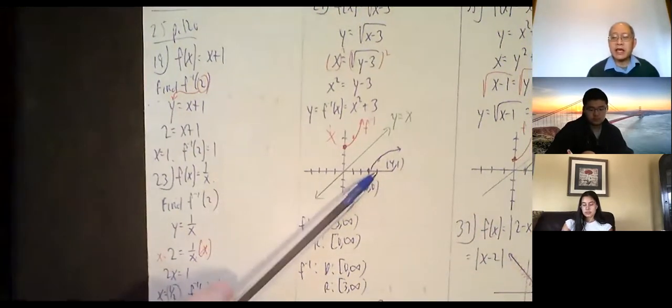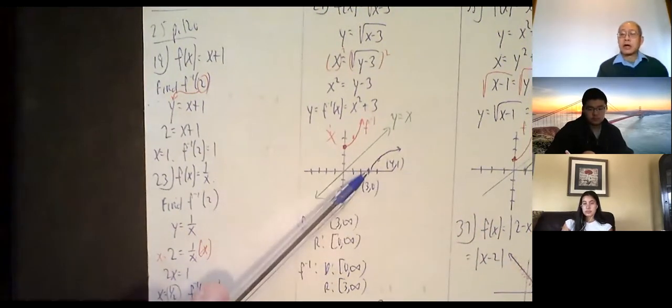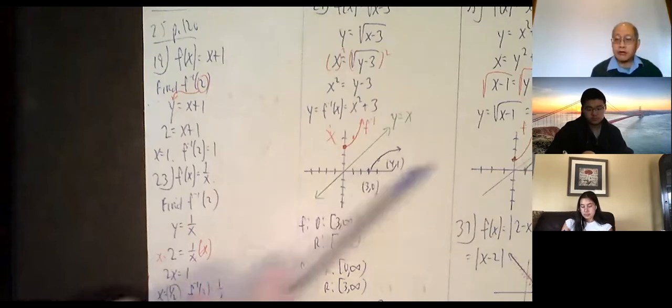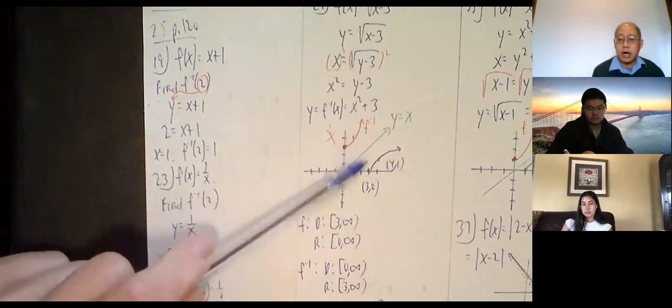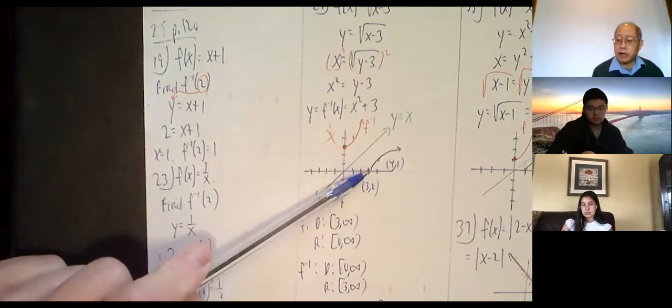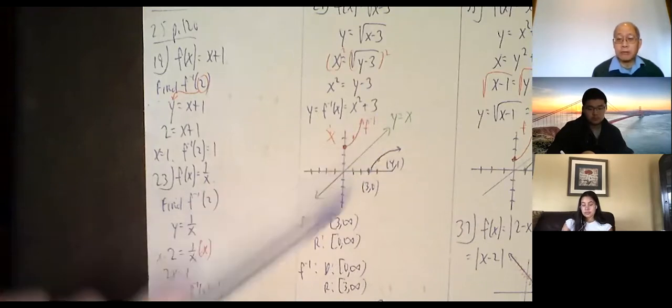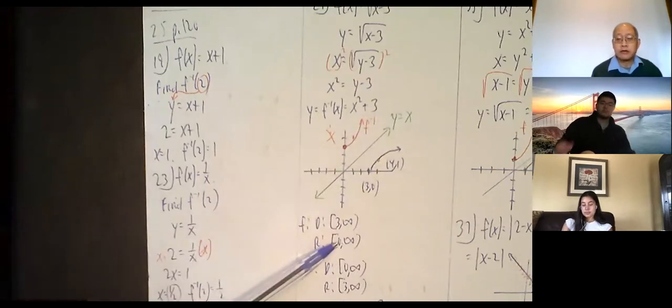Okay, what's the domain of this function? So I start the function at 3, and I go forever to the right. So that's bracket 3, comma, infinity. And for the range, the lowest y value is 0, range is for y, and it goes forever up. So bracket 0 to infinity.